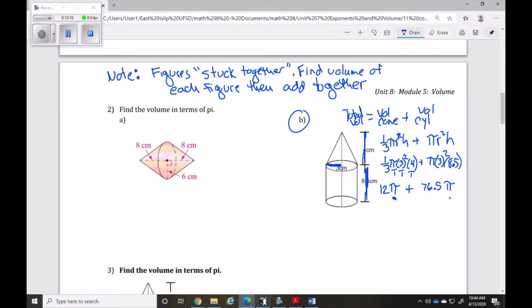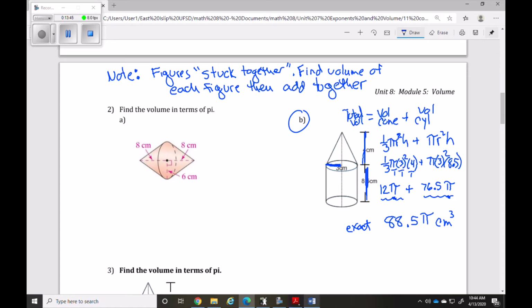Now pi here is kind of like a variable. I can only add these things if I have like terms. So I do have like terms. They're both in terms of pi. So I'm allowed to add the 12 pi to the 76.5 pi to get 88.5 pi. This is an exact answer. I'm just going to put my units. It's centimeters cubed.